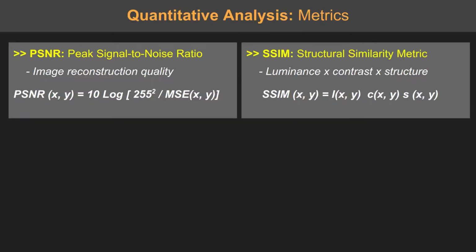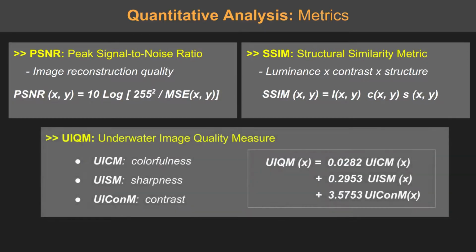At first, we perform a quantitative evaluation based on two standard metrics for image quality analysis, PSNR and SSIM. PSNR stands for peak signal to noise ratio. It measures image reconstruction quality based on mean squared error with respect to the ground truth. On the other hand, SSIM stands for structural similarity measure. It evaluates luminance, contrast, and structural properties of the generated image patches compared to the ground truth. We also conduct performance analysis based on UIQM, which stands for underwater image quality measure. It is a linear combination of three metrics that quantify underwater image colorfulness, sharpness, and contrast.